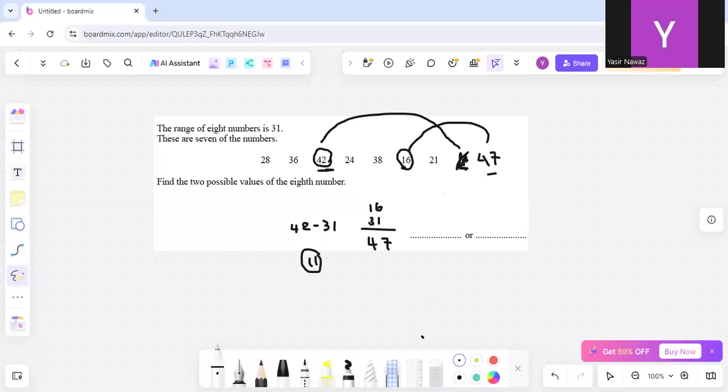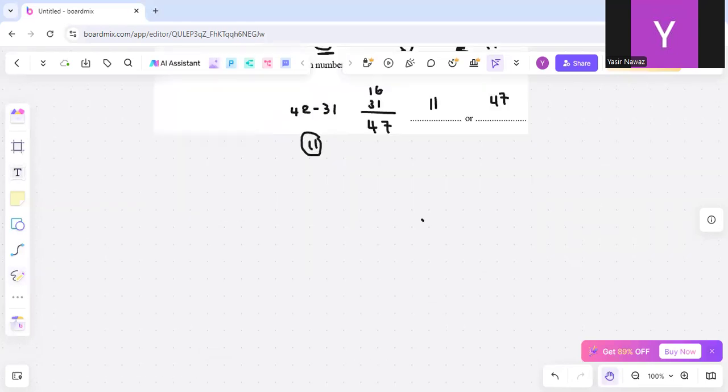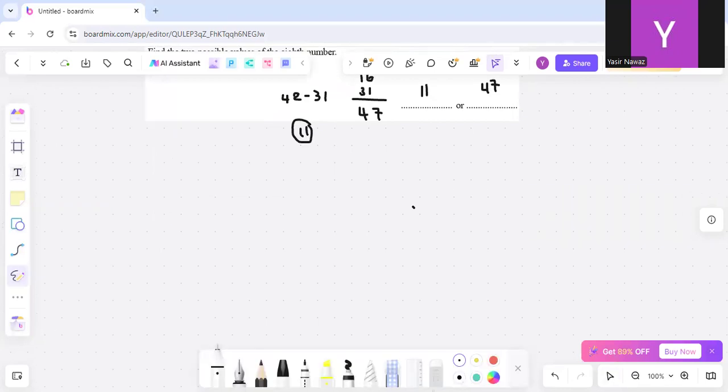So the range would remain 31. So either the number can be 11 or it can be 47. So these two can be the possibilities for the answer of this question. The next question, I think this question can be answered using a calculator. So a calculator can be used to answer this question.